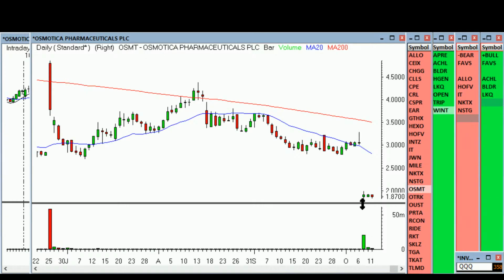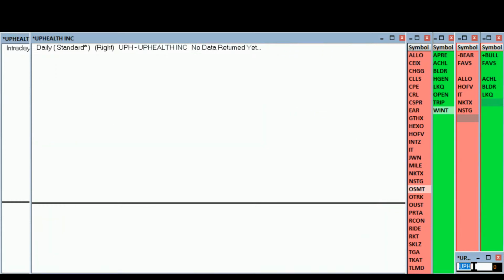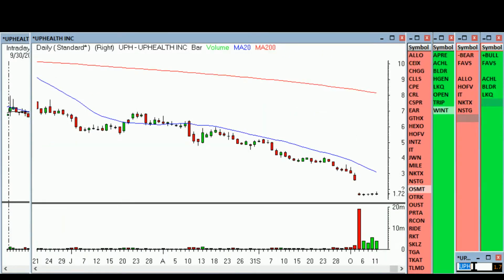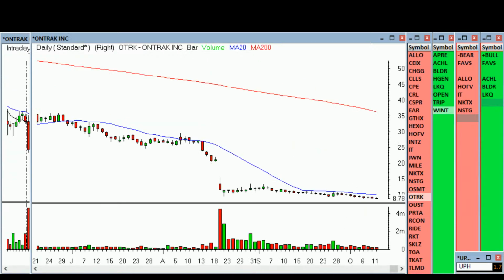This was a secondary offering, and since the UPH, which is another secondary offering, is not following through in either direction, I'm gonna pass on the OSMT. It looks lower, not higher, by the way. This one looks lower. OTRK is just grinding lower, looks lower.